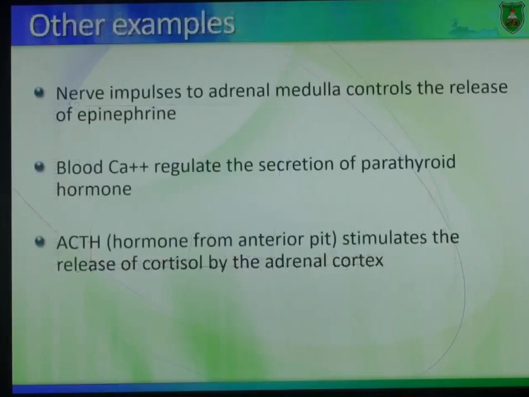Okay. There are other examples of such mechanism of release. Nerve impulses, for example, control the release of epinephrine. Blood calcium ion regulates the secretion of the parathyroid hormone, so it goes up and down. And the ACTH hormone from the anterior pituitary gland can stimulate the release of cortisol by the adrenal cortex. These are all examples of pulsatile secretion of hormones.